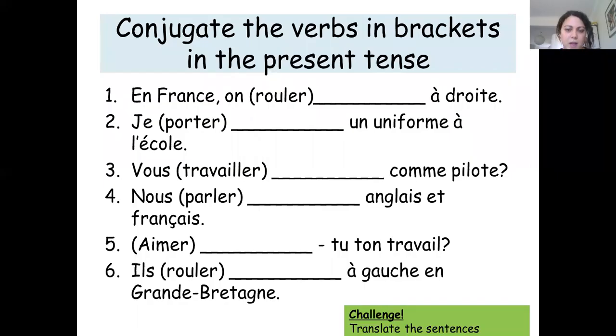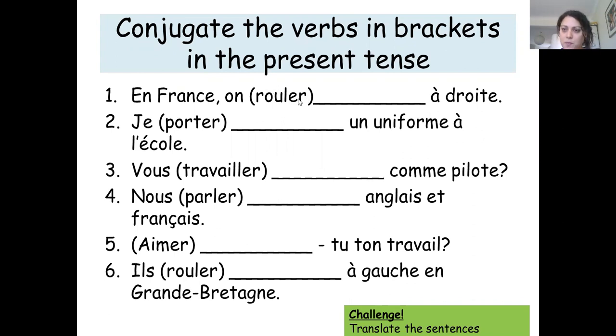Okay, so when you're ready, I would like you to write down these sentences and conjugate the verbs that are in the infinitive forms here in brackets in the present tense. So we've recapped the present tense in the last lesson. Now I'd like you to apply it on your own. So, en France, I'll do the first one together. En France, on, and then we need to conjugate rouler, which is to drive.